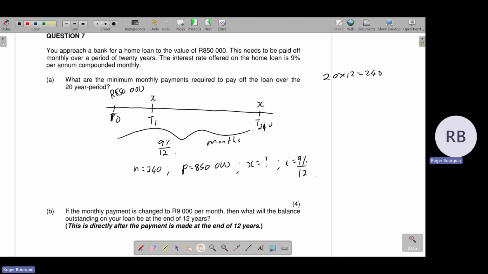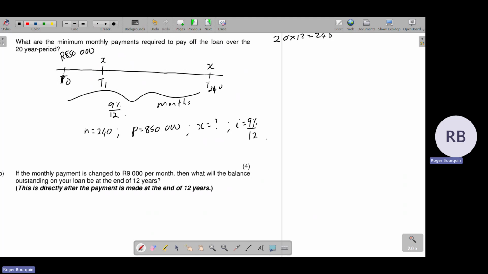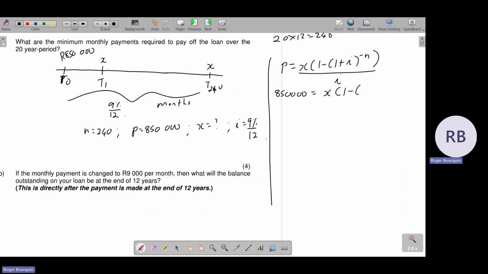So then what do I say? P is equal to X, 1 minus 1 plus I to the negative N, all over I. So then 850,000 is equal to X, 1 minus 1 plus 9% over 12 to the negative 240, all over 9% over 12.